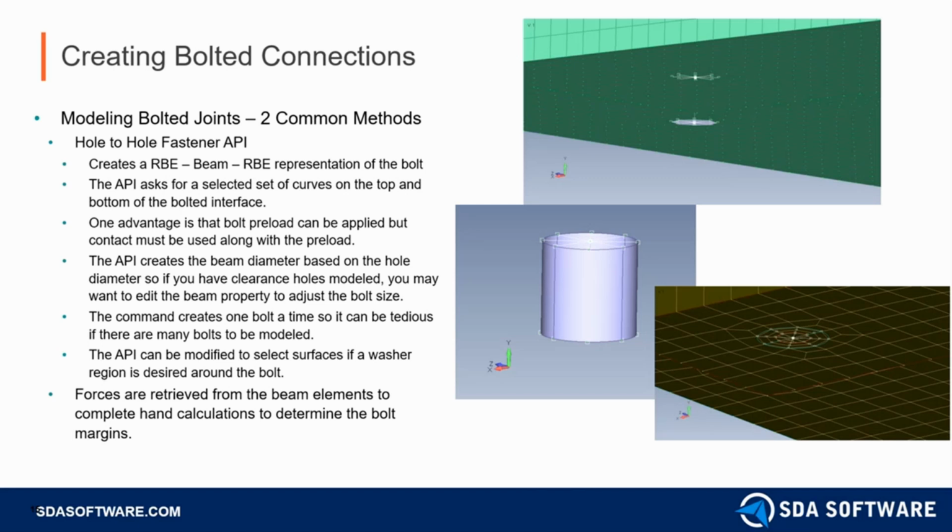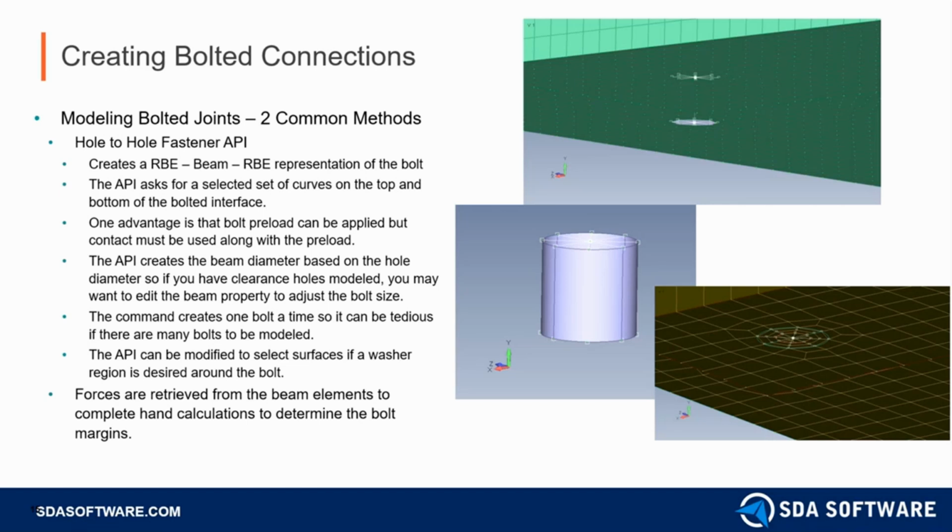So one thing you need to note about the API is it creates a beam diameter based on the hole. So if you select the inside of the hole, if you're modeling clearance holes, for example, if you modeled a 1-inch hole for a 7/8 inch bolt, it's going to create a 1-inch diameter beam. So you may need to edit that to actually make it your size, depending on how your holes are modeled in the FEM.